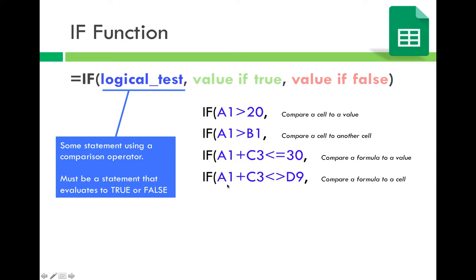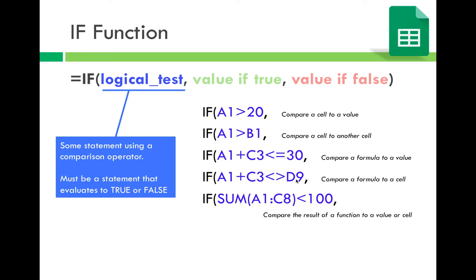We could also compare a formula to a cell. So if A1 plus C3 is not equal to D9, there's the comparison. Is A1 plus C3 not equal to D9? So we could compare a formula to a cell value. And here's the big one. What if we wrote another function in the middle of this comparison statement? What if the sum of A1 through C8, what if we added all those numbers together? Is that sum less than 100?